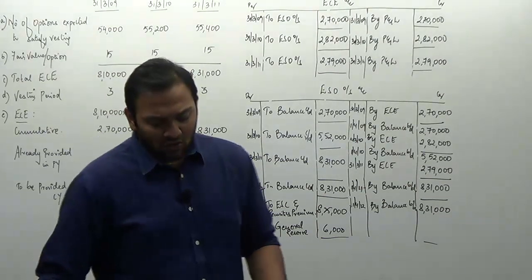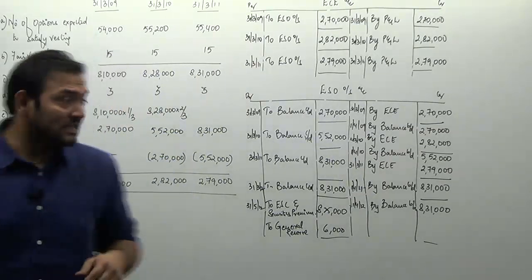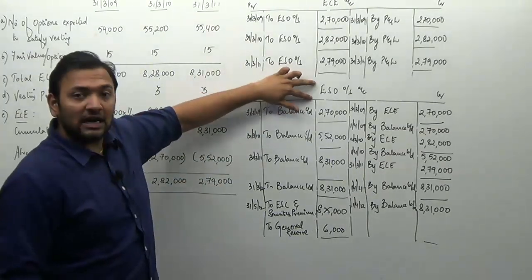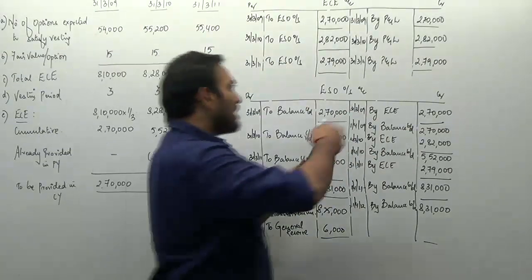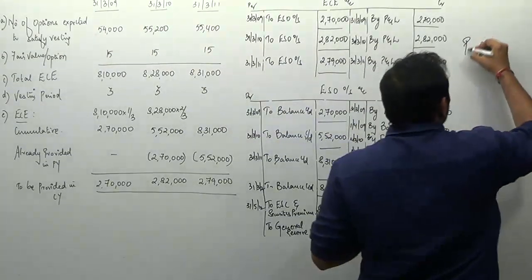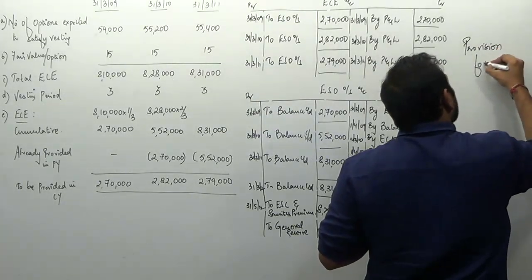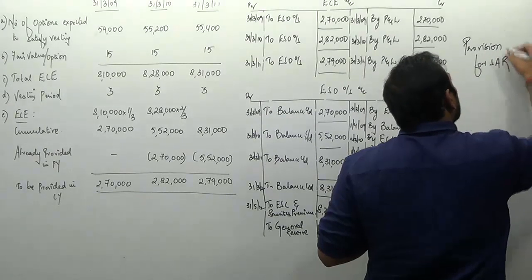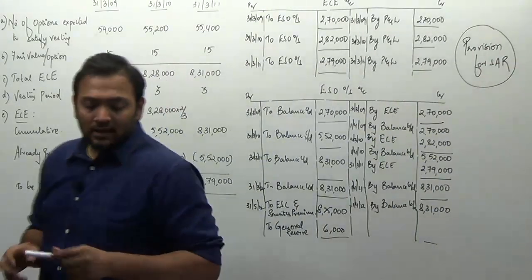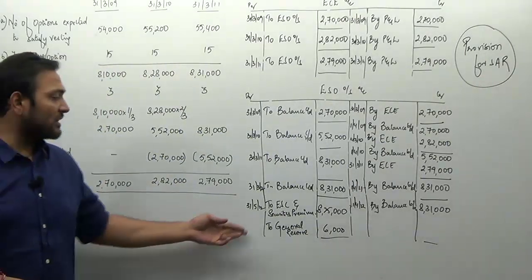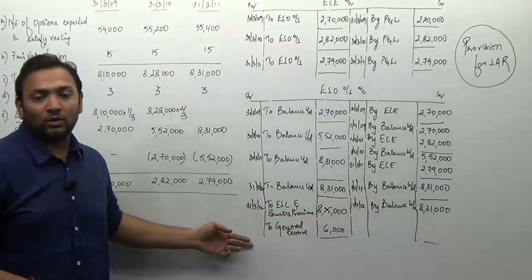Yes guys, now comes SAR. In SAR the only thing that changes is instead of getting your ESO outstanding we will get SAR, provision for SAR account. The account name will now change to provision for SAR. That is nothing but stock appreciation rights. And one more change will be the final settlement entry. When you get the final settlement entry, directly you will write to cash.